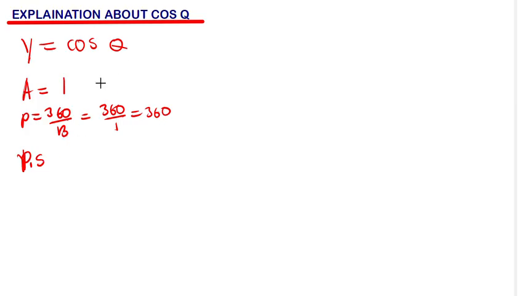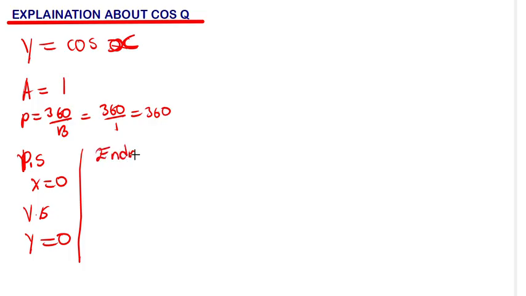And the other one, the phase shift. So the phase shift, we just say x is equal to 0. Is it okay? Then the vertical shift, in that situation, y is equal to 0. Now we need to find the ending point of one cycle. I want you guys to pay particular attention. The ending point is the period plus the phase shift.